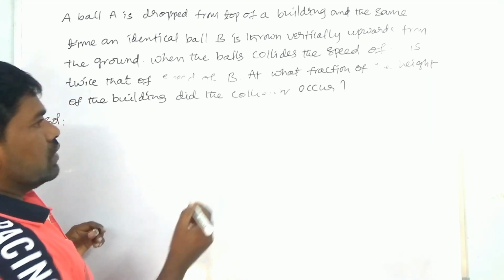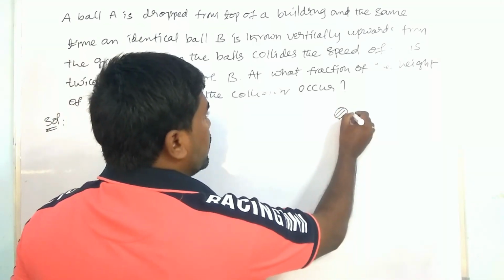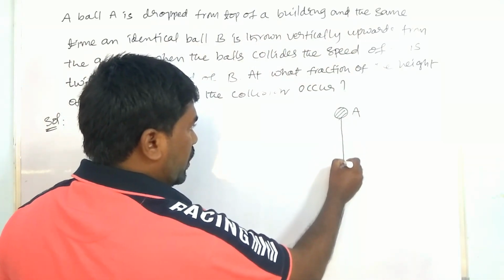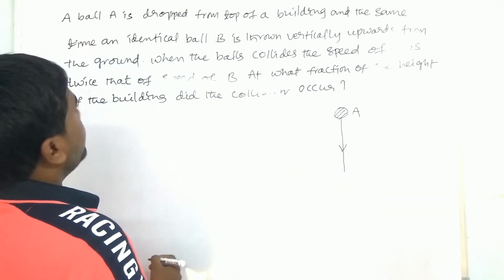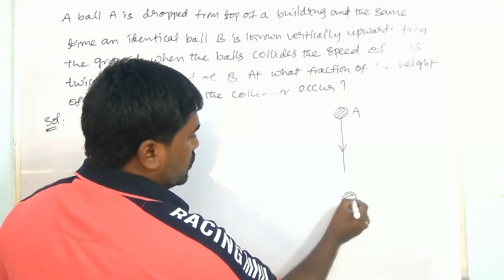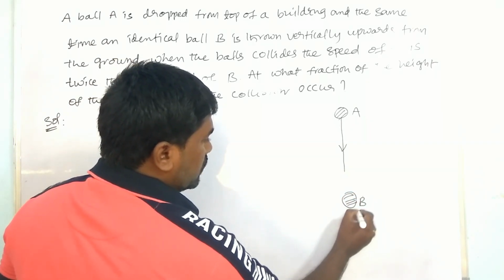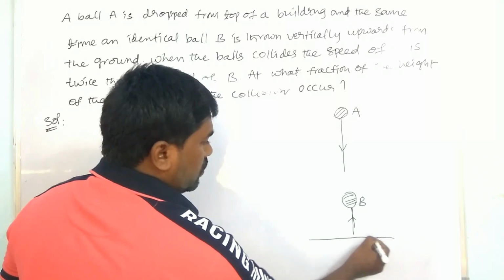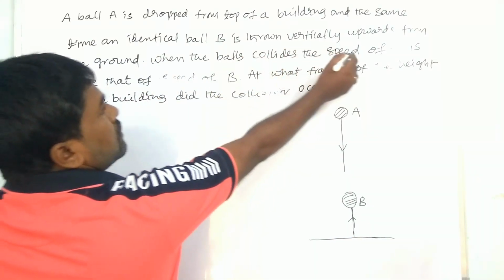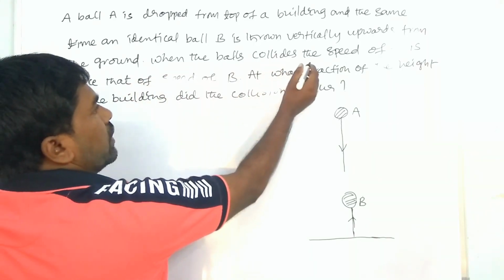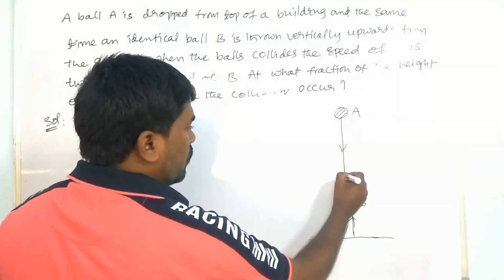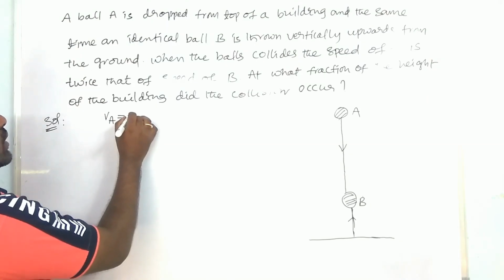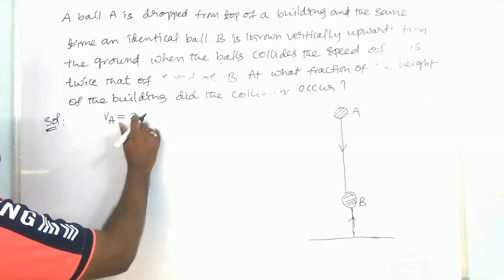So here two balls are there. The first ball, ball A, is dropped from the top of a building. And at the same time, another identical ball, ball B, is thrown upwards from the ground point. When the balls collide, the speed of A is twice that of the speed of B.